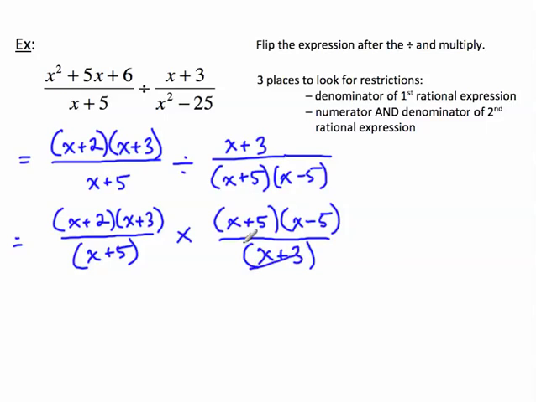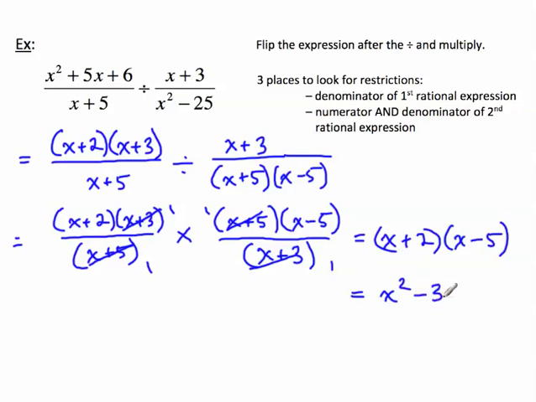So this x plus 3 cancels with that x plus 3, leaving 1 in both places, and this x plus 5 cancels with that x plus 5. So what we're left with is x plus 2 times x minus 5. And if we wanted to expand and simplify that, we would get x squared minus 3x minus 10. So that would be our simplified version of this.